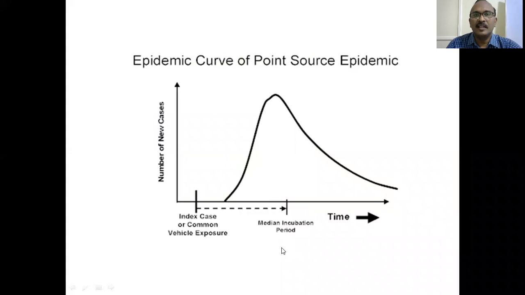This is another slide showing the point source epidemic. Here the median incubation period, as I said earlier, is from this point, which is the source of exposure, to this point where 50% of cases occur. That is known as the median incubation period. So this is one slide showing again what a point source epidemic is.